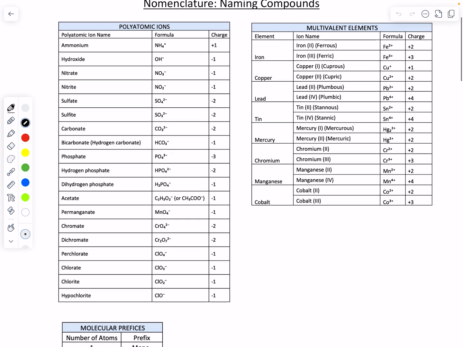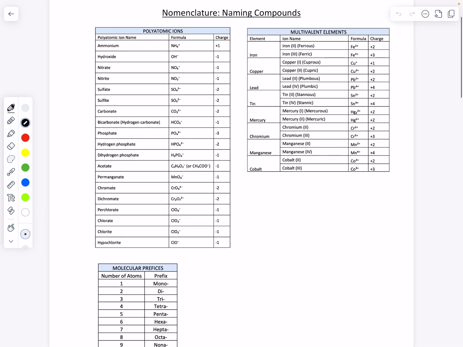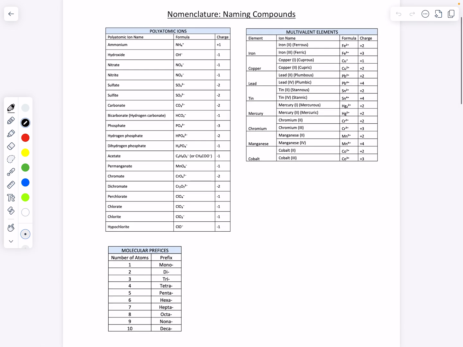Here's a reference sheet that you will need throughout this section. This reference sheet will be present when you're writing a test or a quiz, so you don't have to memorize any of these names for polyatomic ions, multivalent elements, or the molecular prefixes. These will always be provided to you, but you'll need to come back to this sheet often as we learn the different rules for naming the different types of elements and compounds.